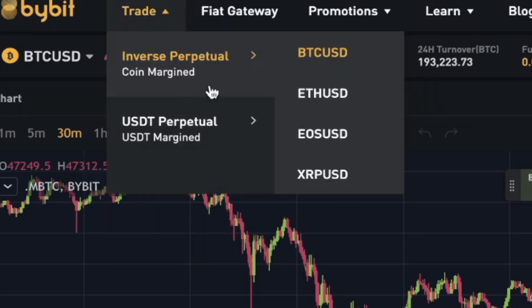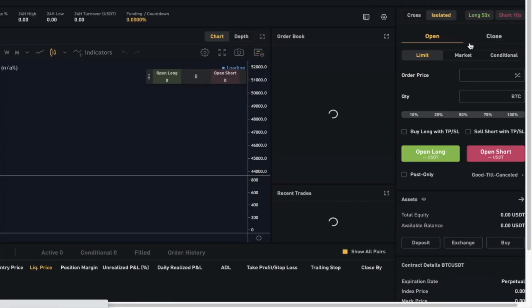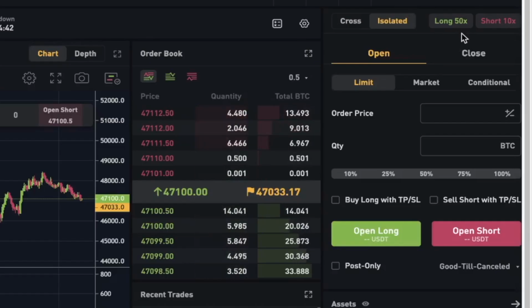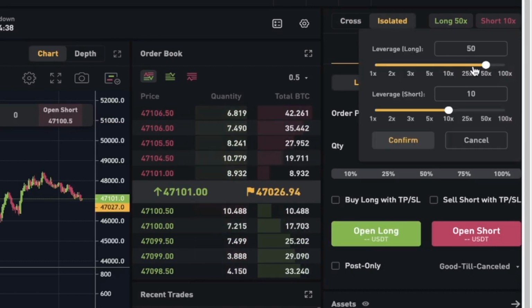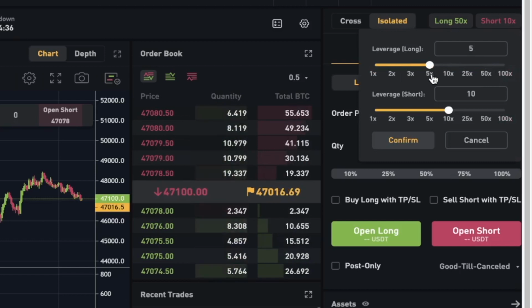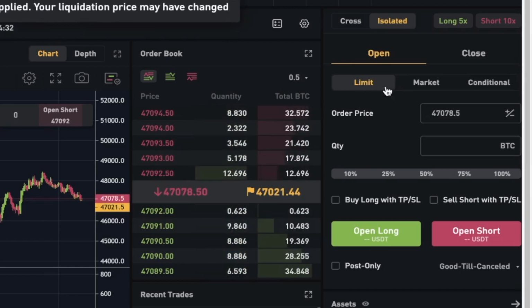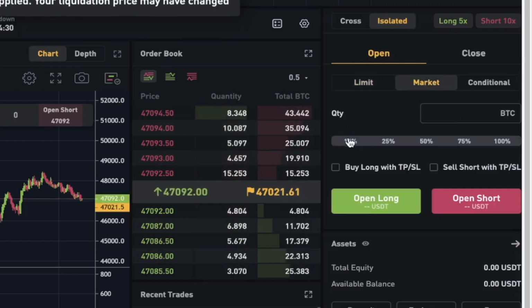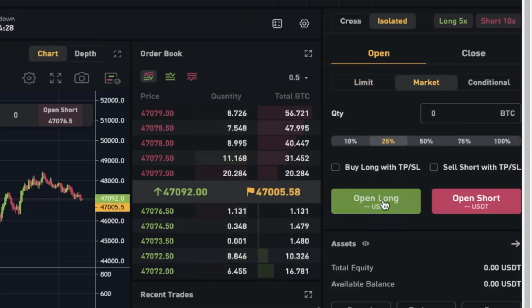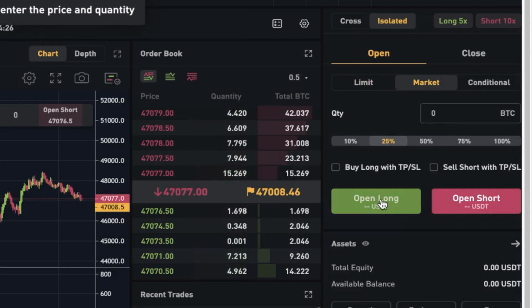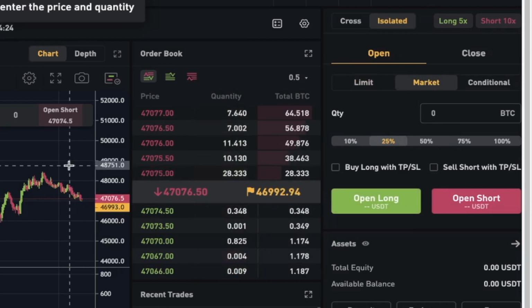So for example, let's go with Bitcoin US dollar tether. And here in the top right, you can see that you have your long and your short isolated leverage. So you can choose here for a long position, go at 5x, and for a short position, go 10x, for example, and confirm. And say you want to place a market order and use 25% of your balance and place a buy order. So then you've entered the market with a buy position.